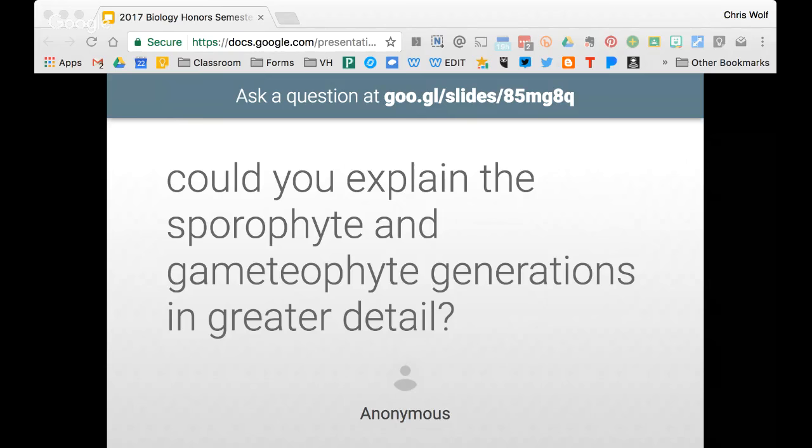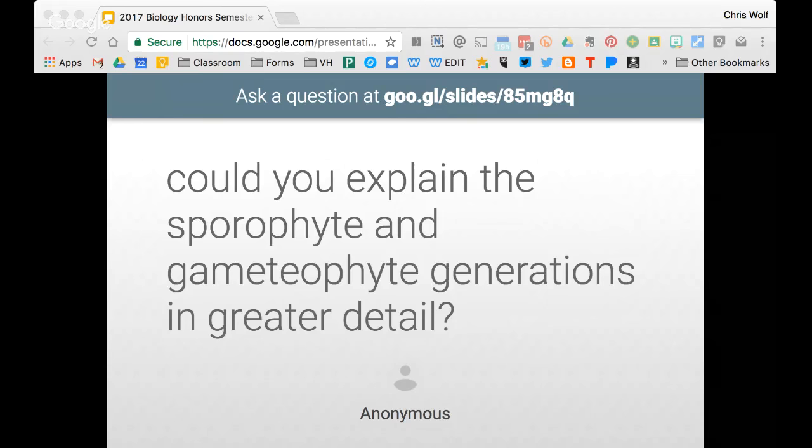Once those spores are released, in some plants, like mosses, they will land on the ground and grow into gametophytes. In other plants, like flowering plants, the spore is not released, but it turns into the male and female gametophytes within the flower or the cone. But basically, the gametophyte generation produces the sperm and the eggs, produces the gametes. And then those gametes have to fertilize each other. The egg has to be fertilized by a sperm to produce an embryo, which will grow into a new sporophyte plant.